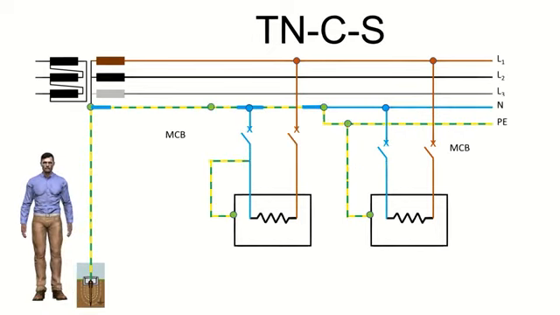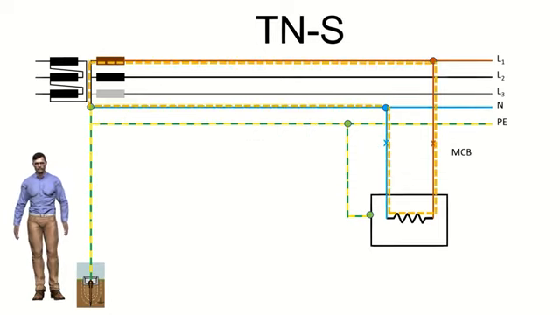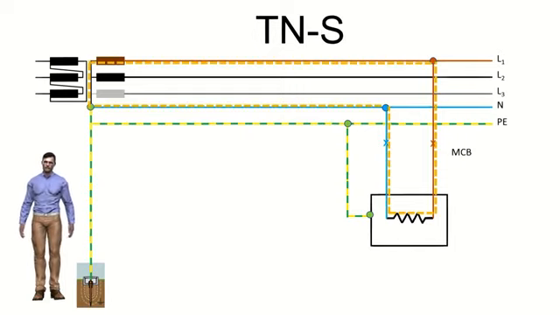Scheme TNCS. In this case, a single PEN conductor will arrive in some part of the installation, and in others it will be divided into two conductors, one for neutral and the other for protection. Under normal conditions with the protection switches closed, a current lower than the nominal of the installation will circulate, and the leakage currents through the protection conductor will be minimal.